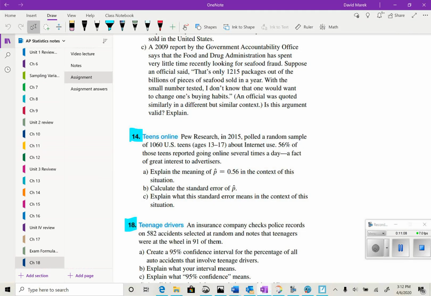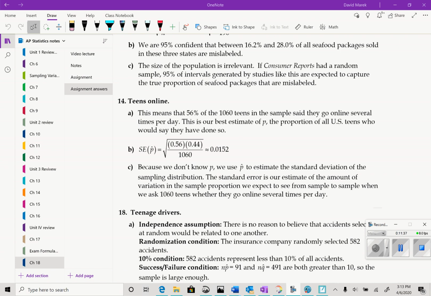Number 14. Pew Research in 2015 polled a random sample of 1,060 U.S. teens between the ages of 13 and 17 about internet use. 56% of those teens reported going online several times a day. If you're an advertiser, you want to know that. Explain the meaning of p hat in the context of this situation. So that means 56% of the 1,060 teens in the sample said that they go online several times per day.